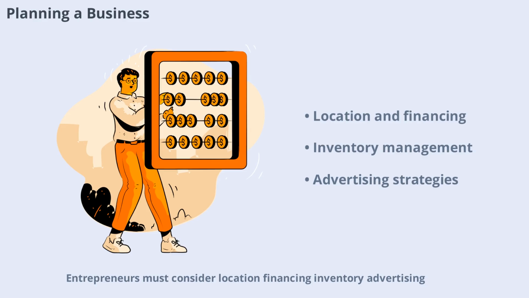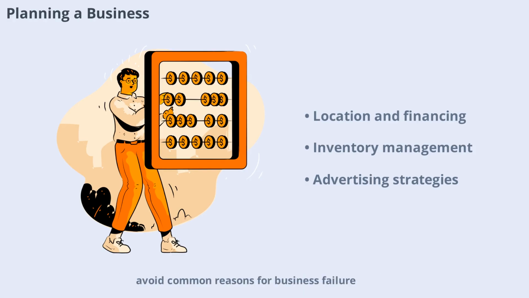Starting a business requires careful planning. Entrepreneurs must consider location, financing, inventory, advertising, and more. For example, Bill wants to open a motorcycle shop and must decide how to fund it, where to locate it, and how much inventory to stock. Maria, who owns a flower shop, must plan for seasonal changes, manage advertising, and keep enough cash on hand to weather slow months. Good planning is essential to avoid common reasons for business failure.